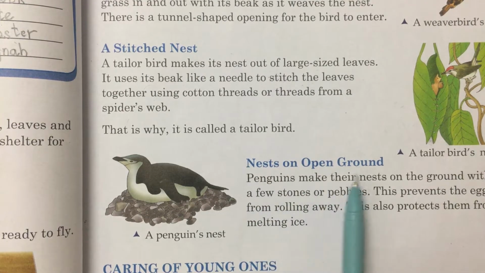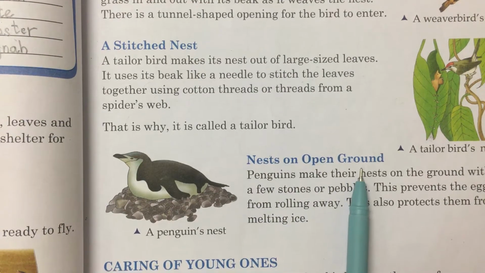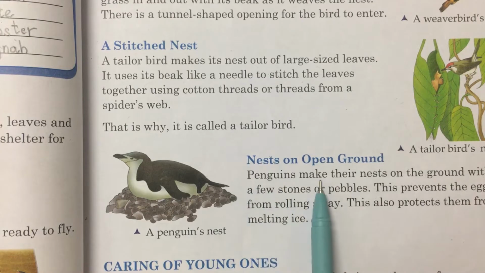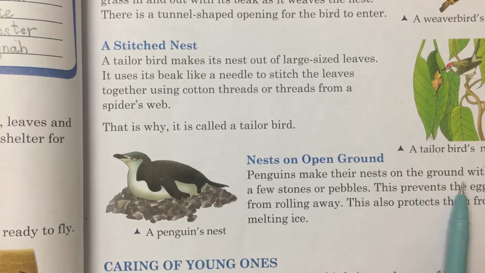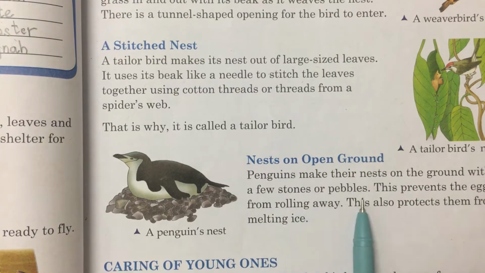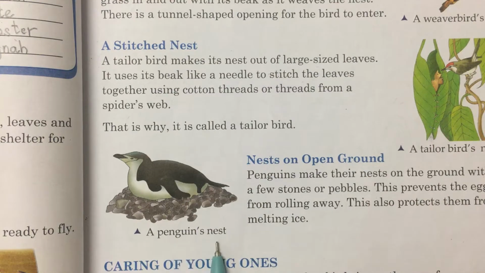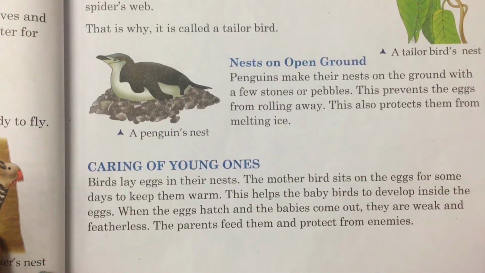Nests on open ground. Penguins make their nests on the ground with a few stones or pebbles. This prevents the eggs from rolling away. This also protects them from melting ice. A penguin's nest.